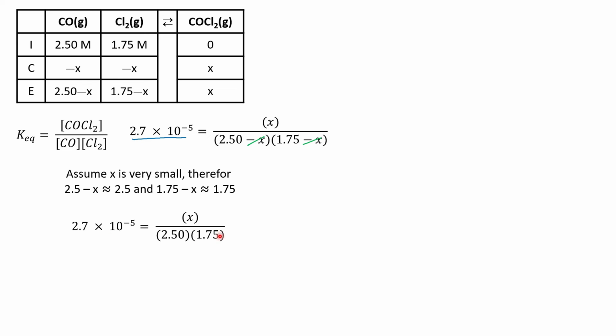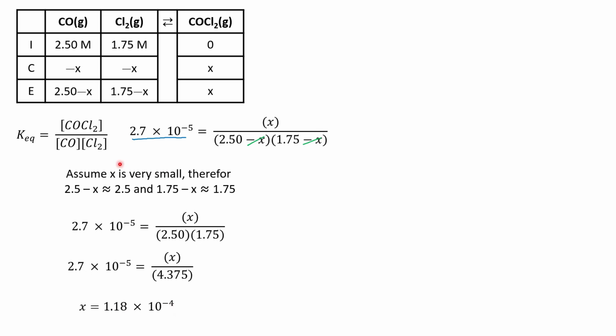So our KEQ simplifies to this. So in the denominator now, we just have 2.5 times 1.75. That's so much easier than having two quantities that we're going to need to FOIL. So we multiply our denominator, and this is just a really simple solve for x. We don't even have to solve a quadratic. So our value for x is 1.18 times 10 to the negative fourth. It is very, very small, just like we assumed up here.